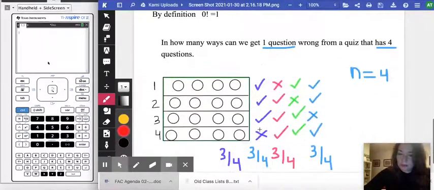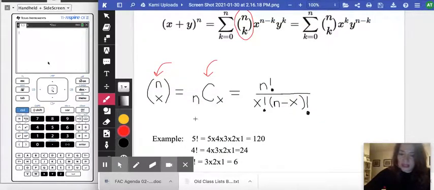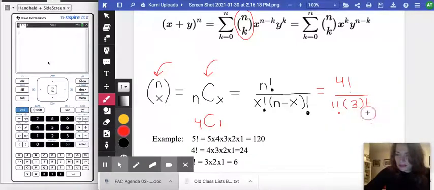So for example, we wanted to know in how many ways we can get one question wrong from a quiz that has 4 questions. So I can use this and say, well, from 4 questions, in other words, my sample size 4, in how many ways can I get 1 incorrect? So plugging it into this formula, we can say 4 factorial all over 1 factorial times n minus x, in this case 4 minus 1, which is 3 factorial. Now simplifying this, 4 factorial is the same as 4 times 3 times 2 times 1, which is 24. And 1 factorial is just 1, and 3 factorial is 3 times 2 times 1, which is 6. 24 divided by 6 is 4.